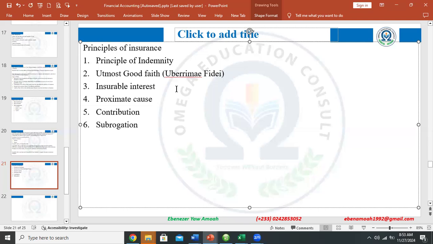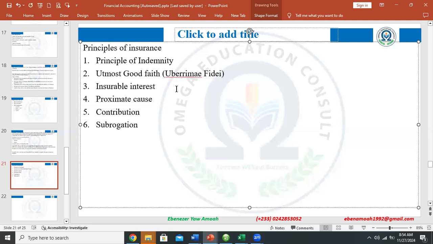Also, contribution. Contribution also means that if you have insurance with multiple companies, like 3 companies, against the same risks, let's say you have a car and you've insured it against fire with all 3 companies. If something was to happen to your car and it was caused by fire, the 3 companies will not pay you individually, but they will all come together and contribute to get you a new car.